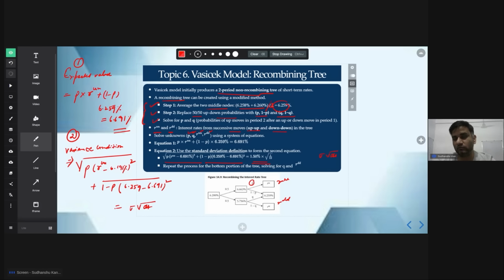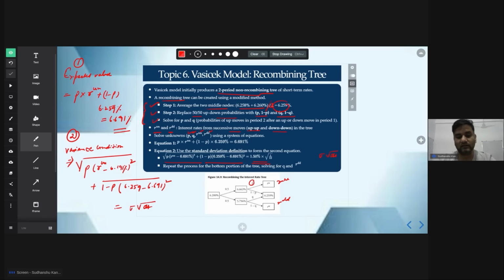Second, you remove the 50-50 probabilities by using p, 1 minus p, q, 1 minus q. And third, you use the two equations. One is your expected value equation, right? P into ruu plus 1 minus p into your 6.259. Do it for the upper node also, and do it for the lower node also, for the expected value. And for the variance condition also, you do probability into ruu minus 6.691 whole square plus 1 minus p into 6.259 minus 6.691 whole square, equated to your sigma root dt, which was your standard deviation, right?